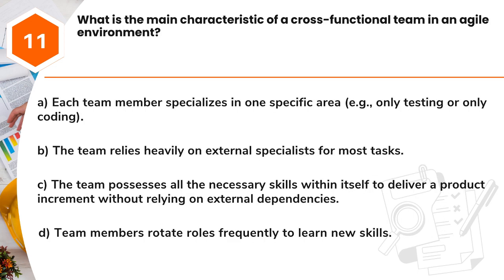Question 11. What is the main characteristic of a cross-functional team in an Agile environment? A. Each team member specializes in one specific area, e.g., only testing or only coding. B. The team relies heavily on external specialists for most tasks. C. The team possesses all the necessary skills within itself to deliver a product increment without relying on external dependencies. D. Team members rotate roles frequently to learn new skills.